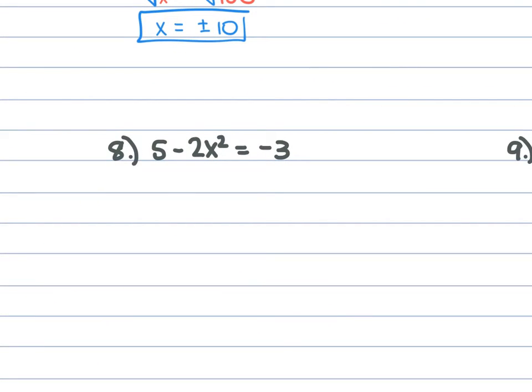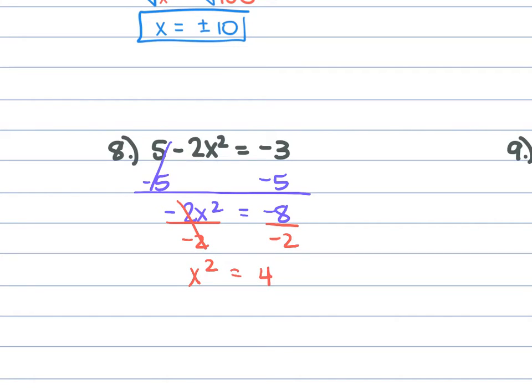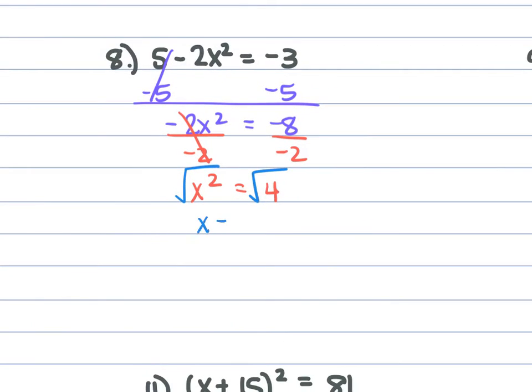For 8, we have 5 minus 2x squared is equal to negative 3. So we're going to subtract each side with that 5. So we have negative 2x squared is equal to negative 8. We divide each side by negative 2. A negative 8 divided by negative 2 is a positive 4, so x squared is equal to 4. We take the square root of both sides and get that x is equal to plus or minus 2.